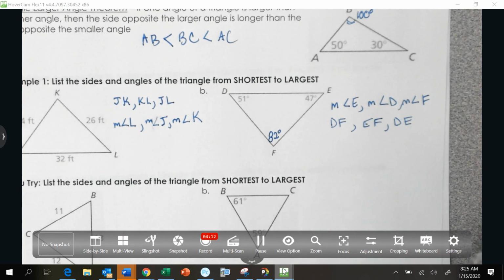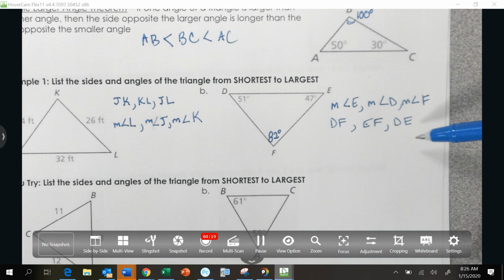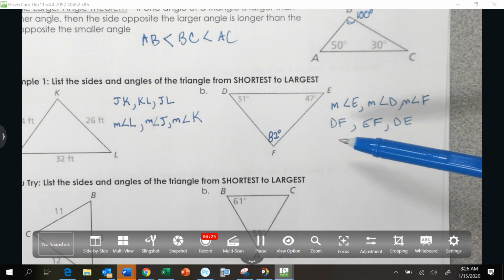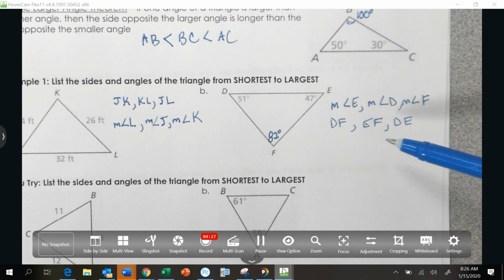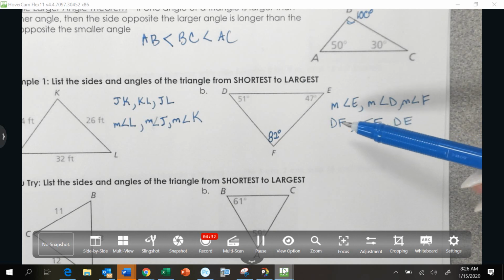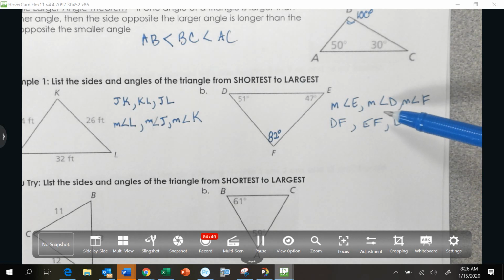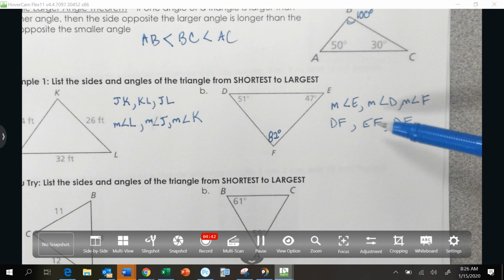So the angles would be measure of angle E, measure of angle D, measure of angle F, and then side DF, side EF, side DE. And one thing you should notice when we're writing these in order from shortest to largest, if I look at measure of angle E right here, and then I look at the side that is opposite it, it does not have an E in it. Or if I look in the middle at side EF, the angle does not have an E or an F. When they're opposite, they won't have the same letter in them.